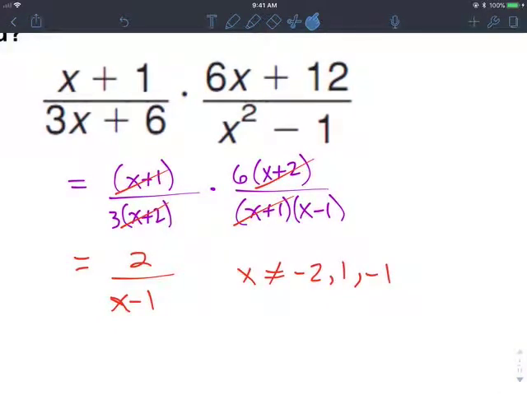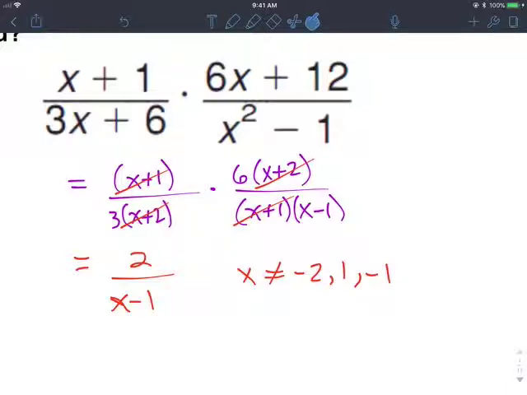Second one, factor, factor, yep, x plus 2 and x plus 2 cancel, x plus 1, x plus 1, 6 divided by 3 is 2, and you just have an x minus 1 on the bottom. So that look right? Say that again. Well, here's x plus 1, 3x times x plus 2. This is 6 times x plus 2. This is x plus 1, x minus 1. Start canceling things. That's gone, that's gone, that's gone, that's gone. So you just have an x minus 1 on the bottom. 6 divided by 3 is 2 up top.